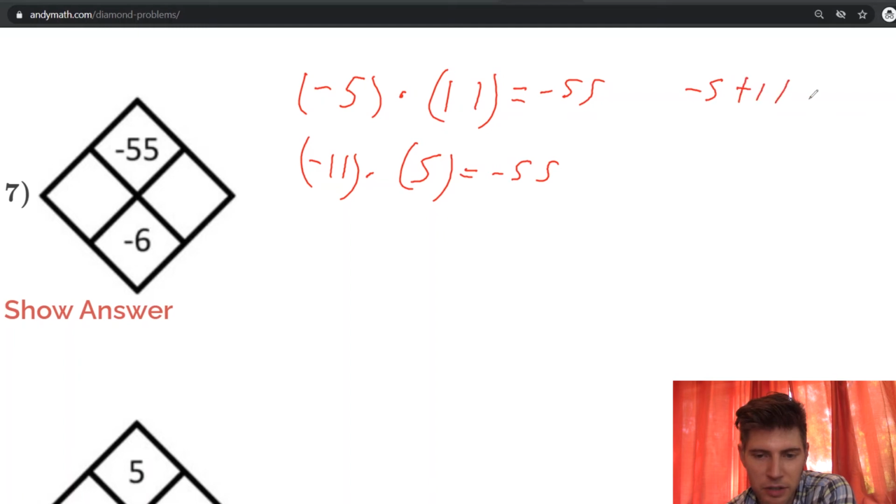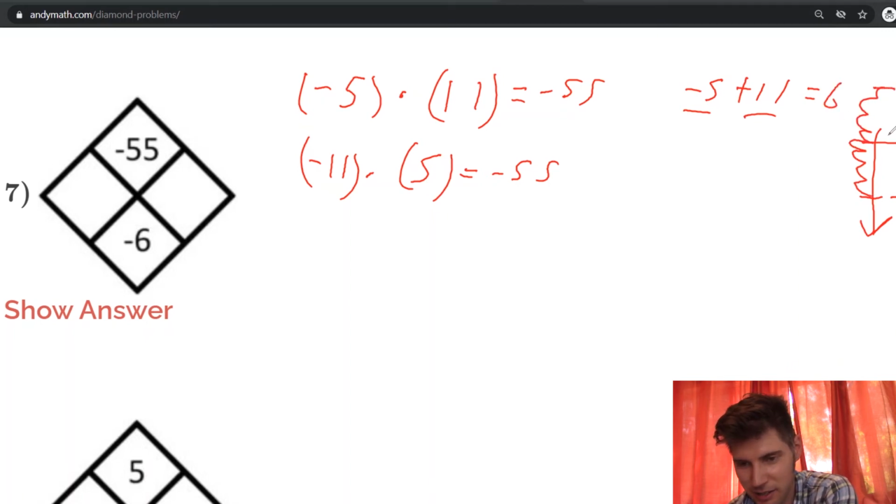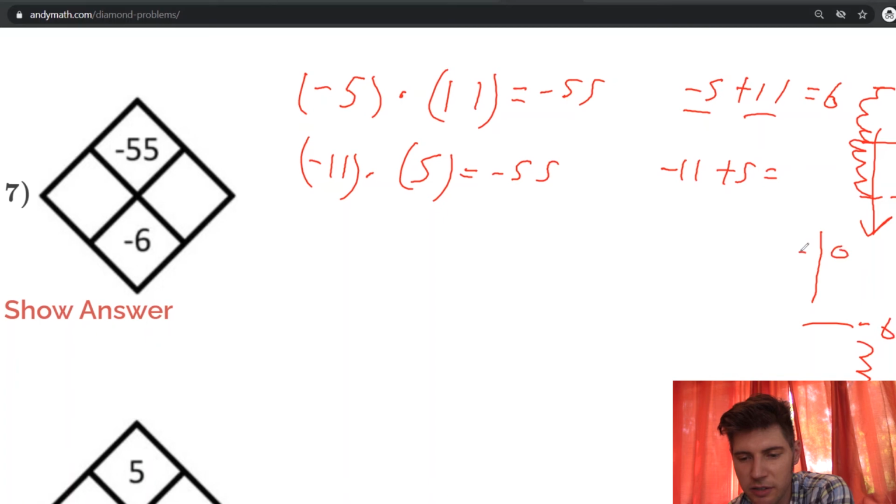So negative 5 plus 11, well, that'd be like going in a hole 5. So if this is 0, this is negative 5, and then plus 11 means we go up 11. So that's going to end us up at 6, because we go up 5 and then 6 more. And then negative 11 plus 5, well, this is the exact opposite. We're going to start 11 in a hole, and then we're moving up 5. And that just puts us at negative 6, and 0 is way up here. So this is negative 6.